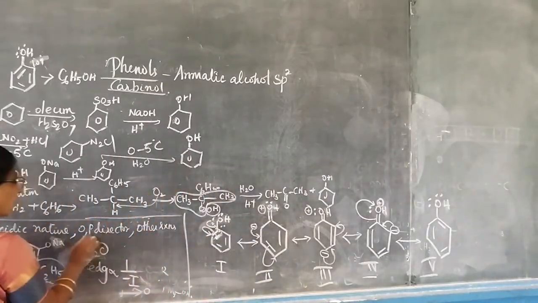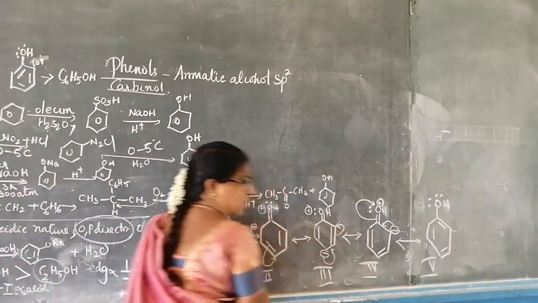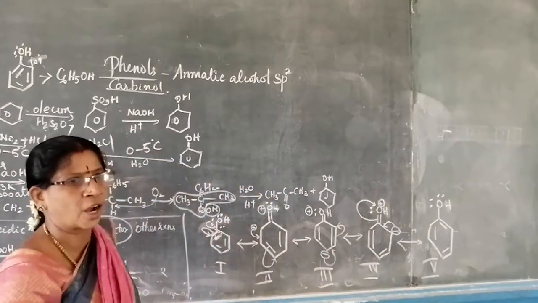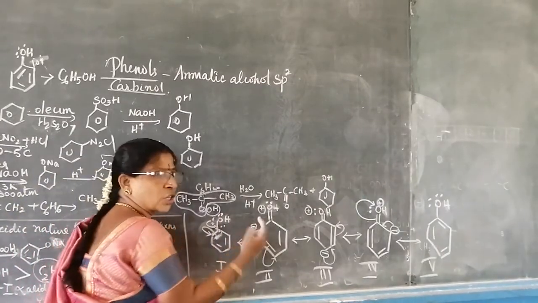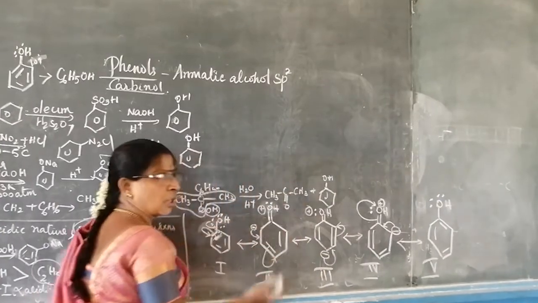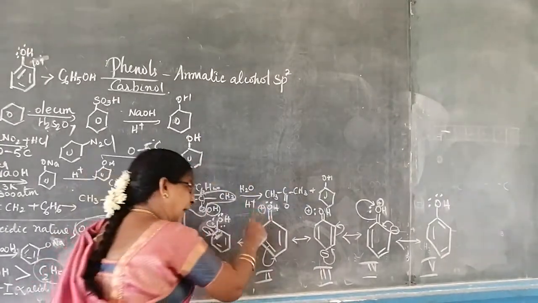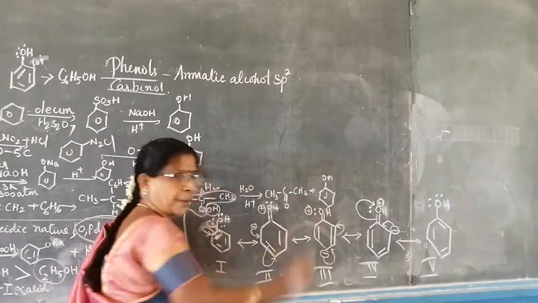So next we are going to see, it is an ortho para director. In all these 3 structures of phenol as well as phenoxide ion, you can see there is a negative charge in the ortho position, both ortho positions and the para position. So any electrophile comes, where it will attack? It will attack either the ortho positions or the para position.